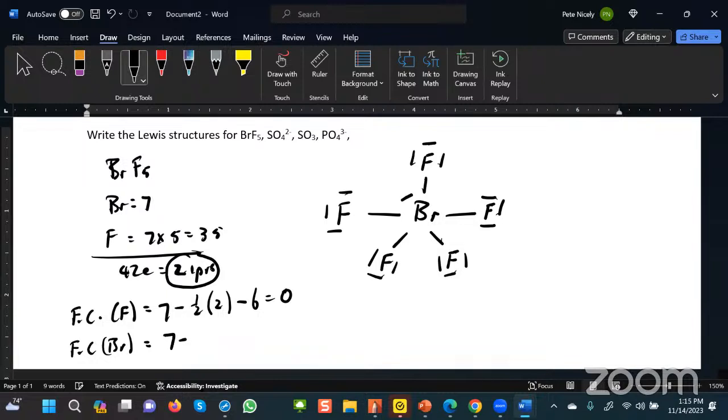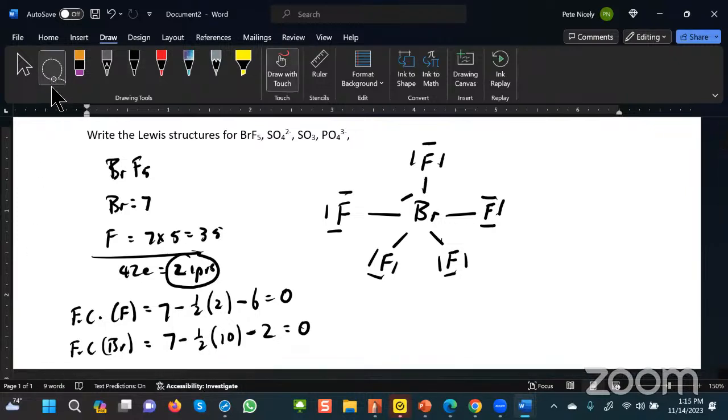Seven minus 10 minus, and that's equal to what? 0. 7 minus half of 10, 7 minus 5 is 2. Minus 2 gives you 0. So there are no charges, right? So that would be the final answer. All right? Any questions? All right.